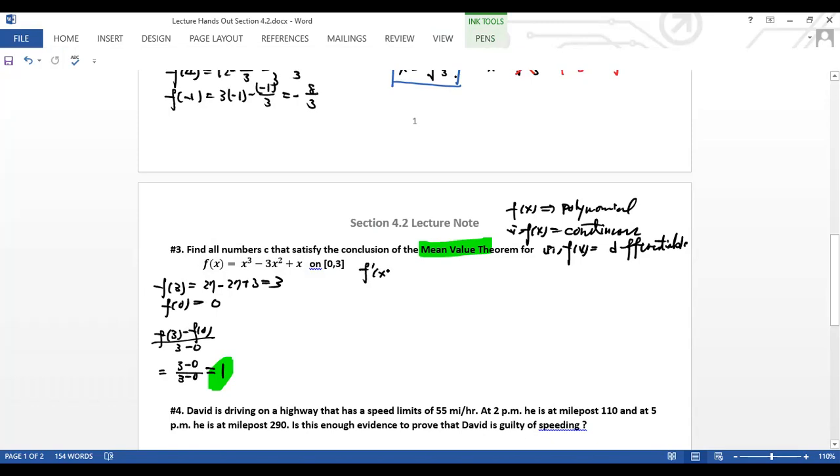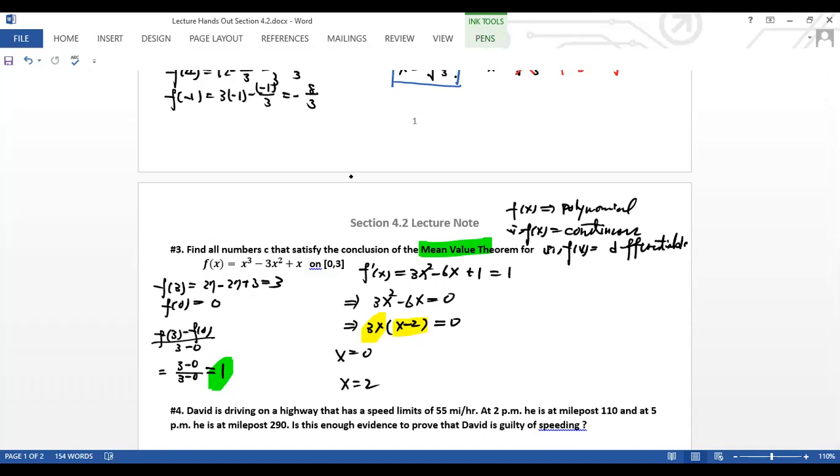So let's take a look at f prime of x. What is f prime of x? It's 3x squared minus 6x plus 1, and it's going to be equal to 1. Then you move the 1 over, so you get 3x squared minus 6x equals 0. Factor out 3x, and you have x minus 2 equals 0. Set each factor equal to 0, so I find x equals 0 and x equals 2.